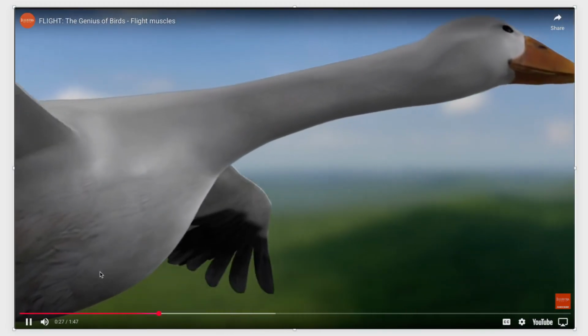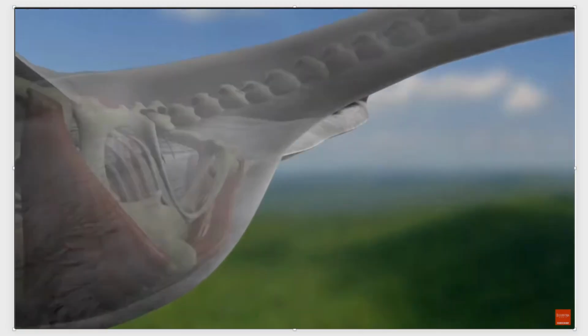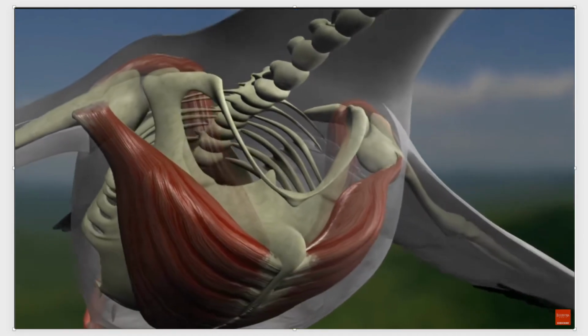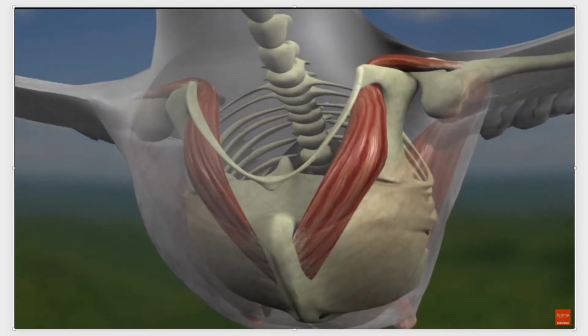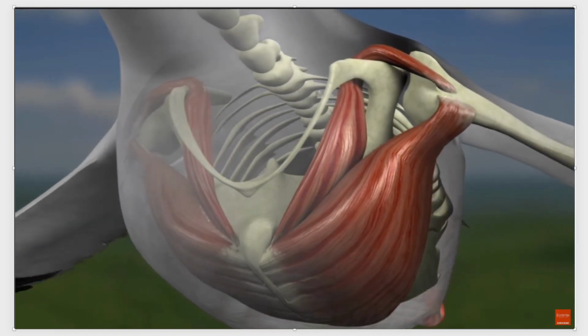The centerpieces of this system are the flight muscles. Pectoralis major, and beneath it, supracoracoideus. Together, they form the engines of avian flight.